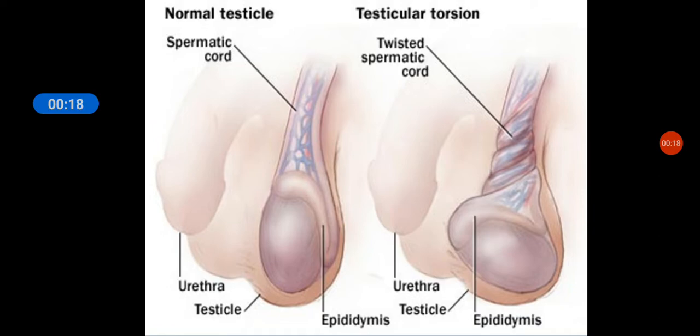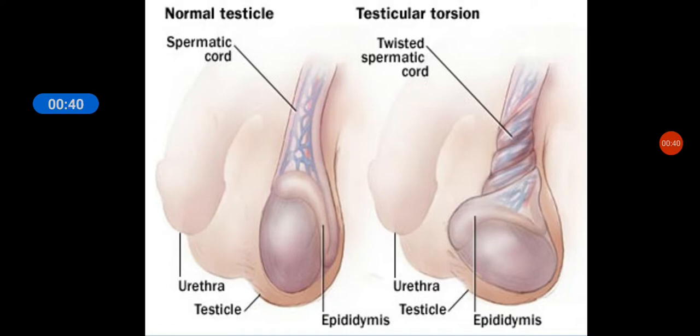This is the normal testicle on the right side, which you can see with the attached spermatic cord. You have the testis, then the epididymis, and it goes up like that. So what is torsion testis? This is nothing but twisting of the spermatic cord.